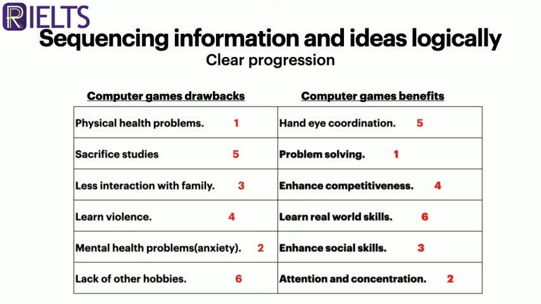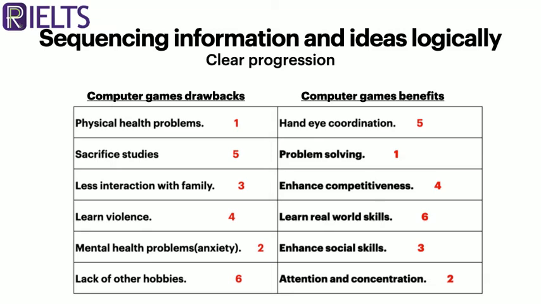Then next is sequencing information and ideas logically, and there should be a clear progression in your ideas. I have given an example here. The question is: discuss the advantages and disadvantages of computer games, right? I have given a quite simple example. This will not come up in your exam. I have brainstormed the ideas, right? There are some drawbacks on the left hand side and some benefits on the right hand side. Firstly, I brainstormed the ideas, then I arranged them logically on the basis of some logic, right?